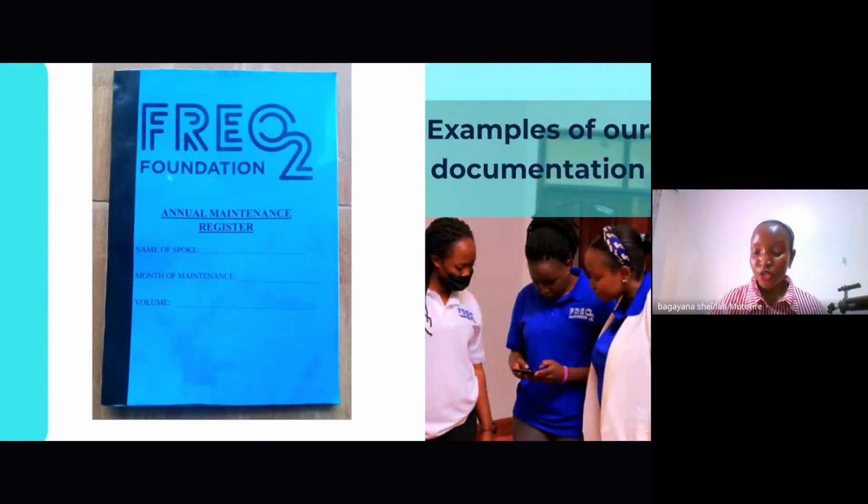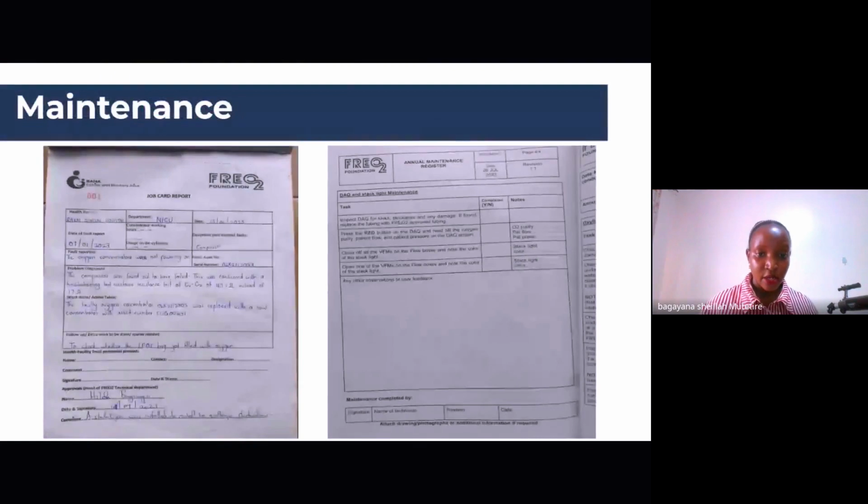So at Frio 2, we use both soft copies and hard copies. Usually our very first is the books. We have an annual maintenance register where we have the name of the spoke, the month of maintenance, and the volume. So we can have volume 1, volume 2, volume 3. What actually is in that annual maintenance register would be a document like this, which has the name of the facility, where it's located, the date, the complaint, the work done, the signatories from the facility and also from our own engineers who've done the work, and recommendations.